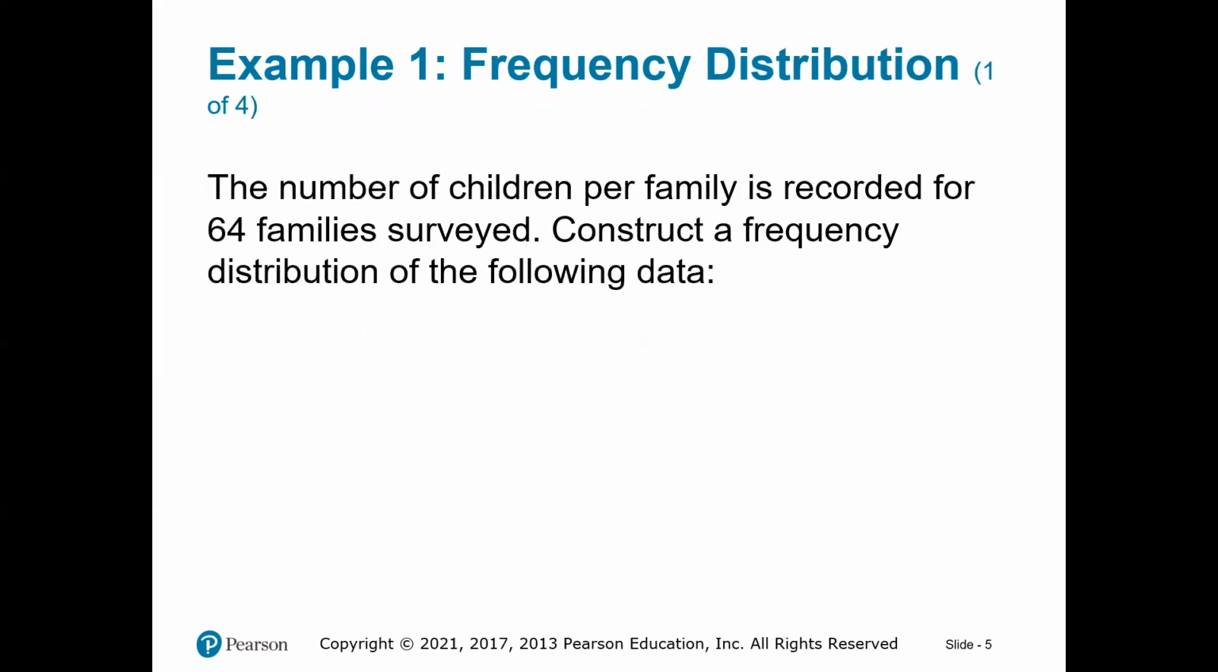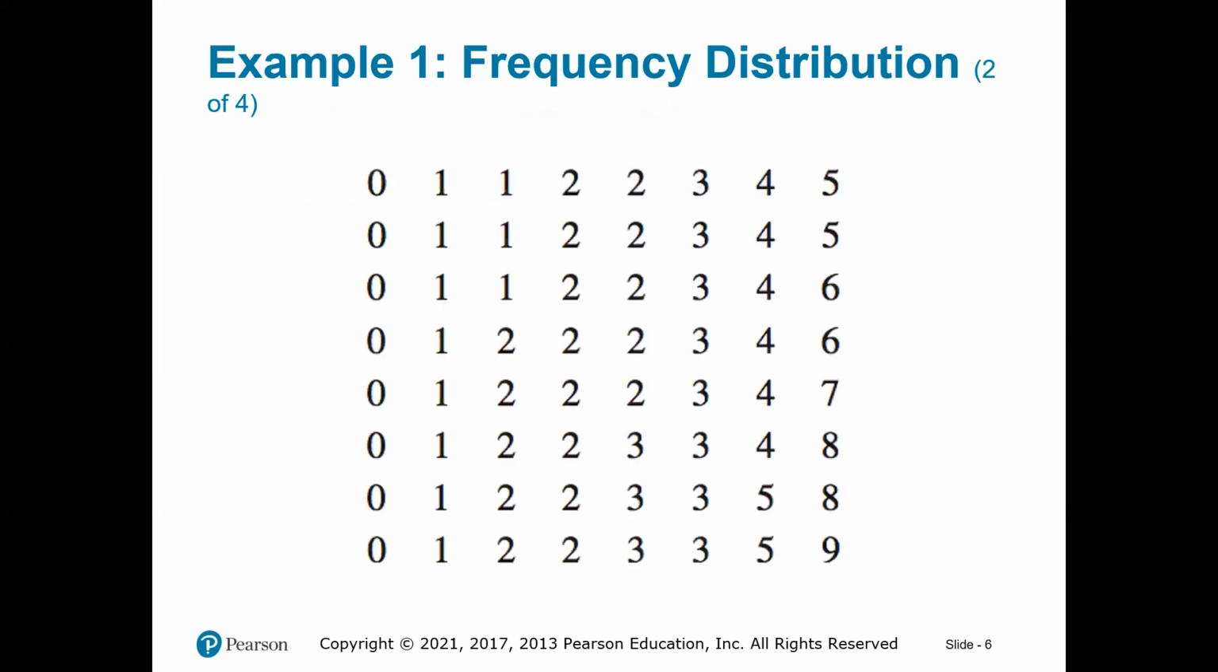Here, suppose you are interested in studying the number of children per family, and you surveyed 64 families and got this table. For example, 8 families have no kids among those 64 families, and so forth. You have 11 families with only 1 child, and you get my point. Also, we have 1 family with 9 kids.